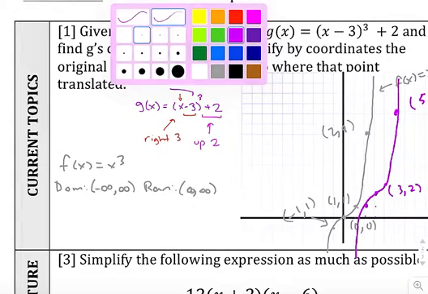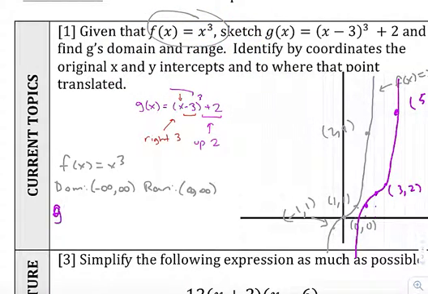If we look at our new function, g of x equals x minus 3 cubed plus 2, we shifted to the right 3 and then up 2. That means we shifted our x's by 3 and our y's by 2. Now, in this particular case, though, since we started with negative infinity to infinity, if I shift to the left or right just a few values from infinity, that really won't change the fact you're still at infinity.